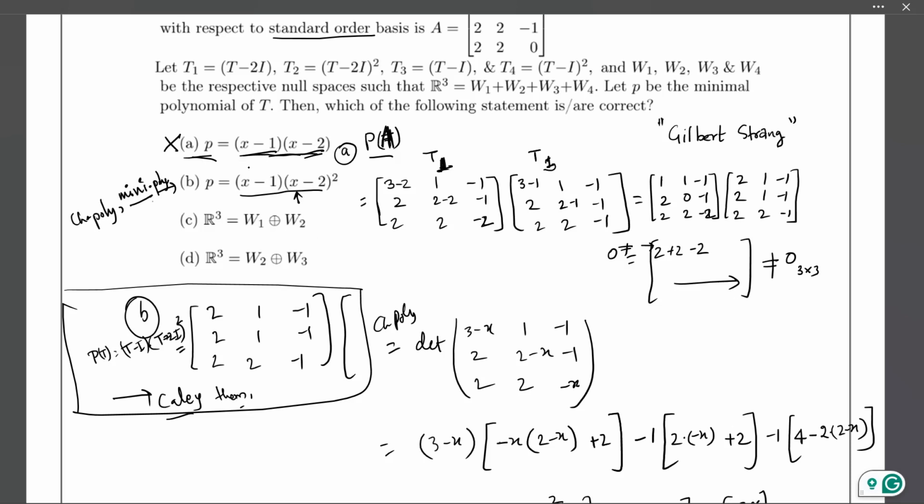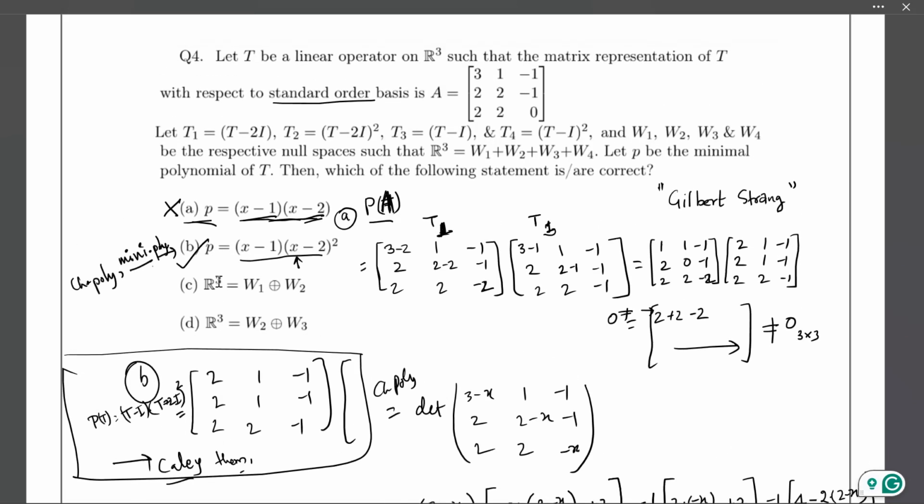After degree 2, if you go to higher degree, degree 3 comes. But the degree 3 characteristic polynomial should be the same as the minimal polynomial also. So this is good. Option B is correct. Now, what about the third option? C. Is R3 the direct sum of W1 and W2?